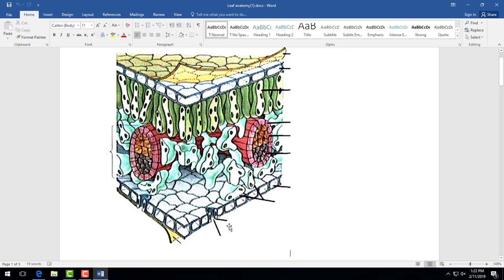So that's what this little line is here. It's pointing to that little cell there called guard cells. So stoma. If we have more than one stoma, we call it stomata. So the plural for stoma is stomata. If you want to add that on your worksheet where it says stoma, just put in parentheses, plural is stomata.